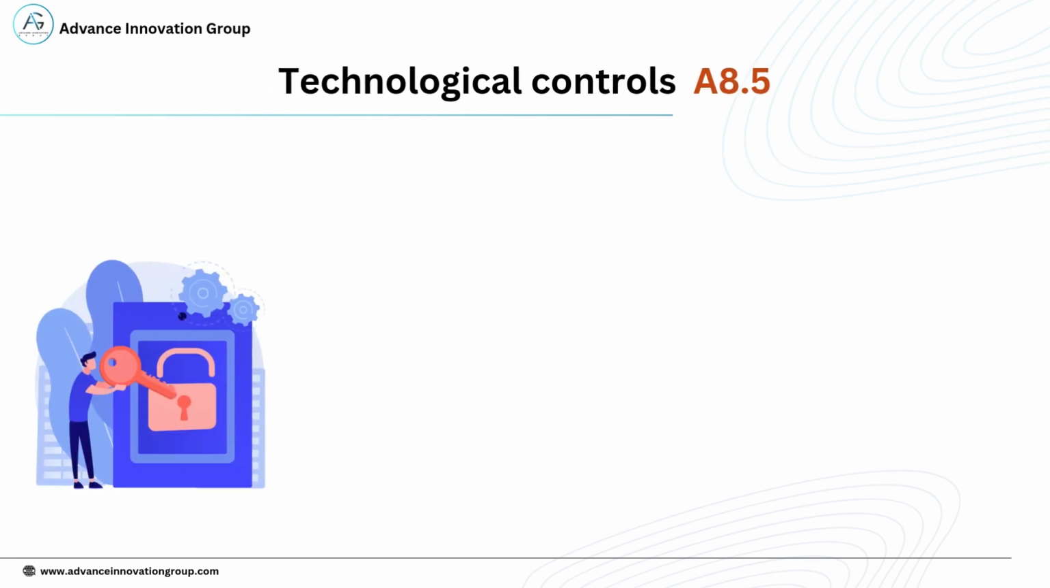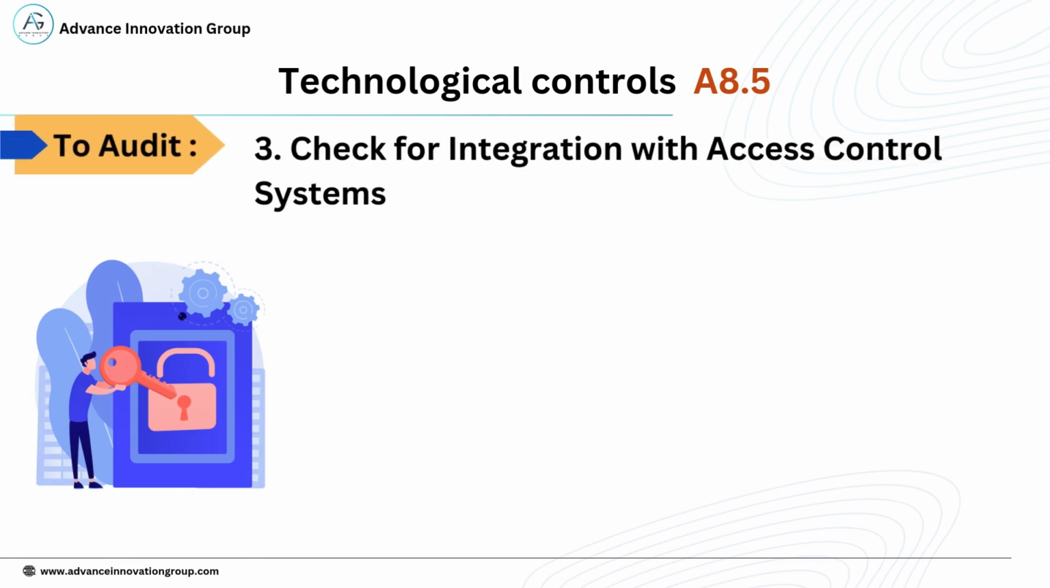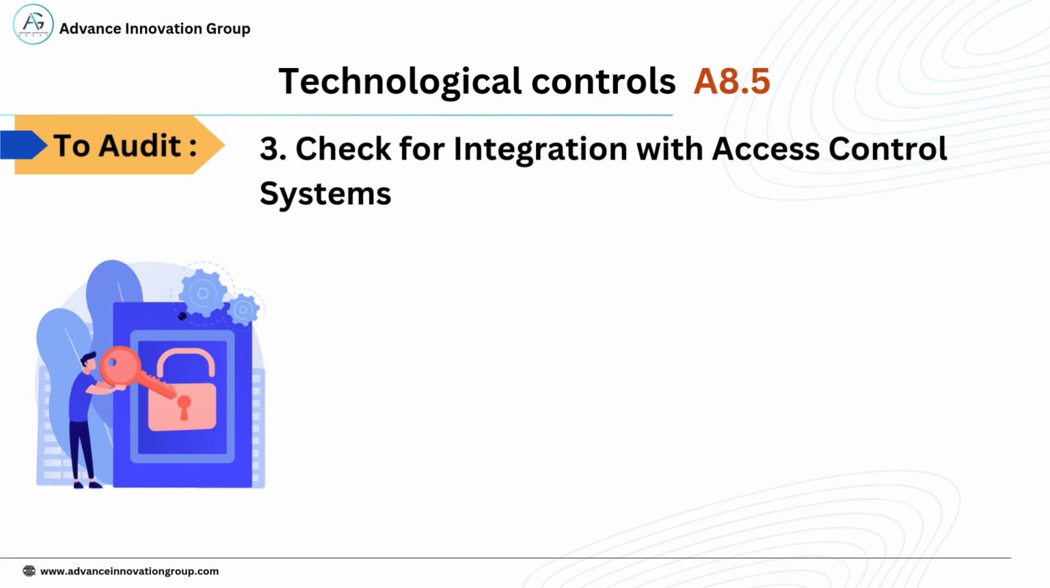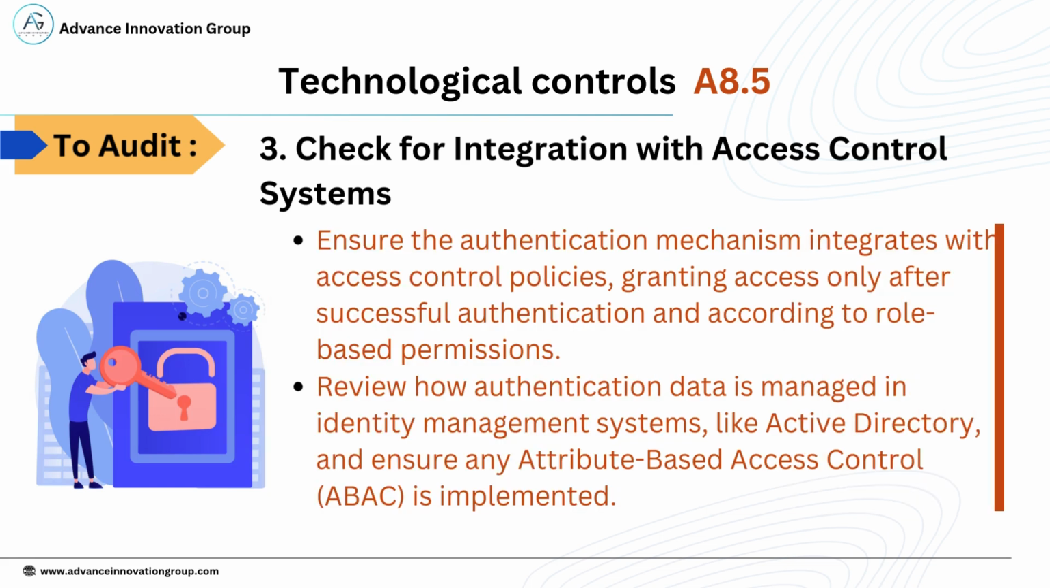Technological controls A 8.5. To audit 3. Check for integration with access control systems. Ensure the authentication mechanism integrates with access control policies, granting access only after successful authentication and according to role-based permissions. Review how authentication data is managed in identity management systems, like Active Directory, and ensure any attribute-based access control, ABAC, is implemented.